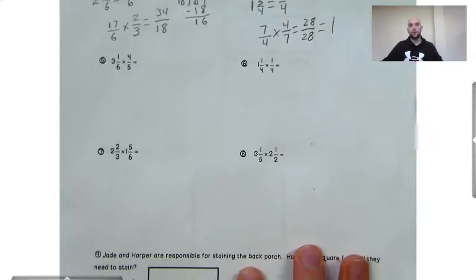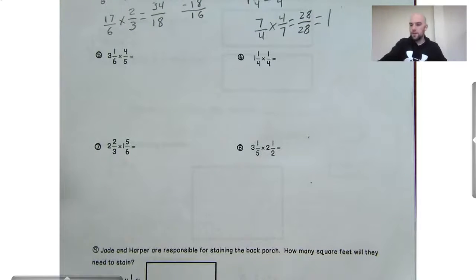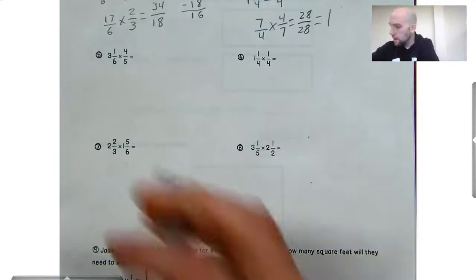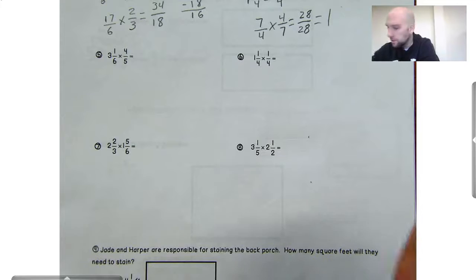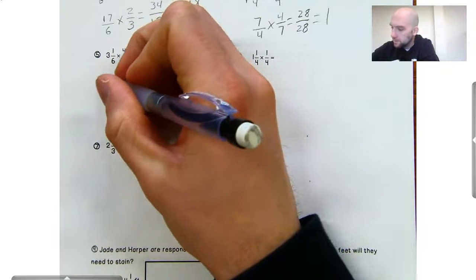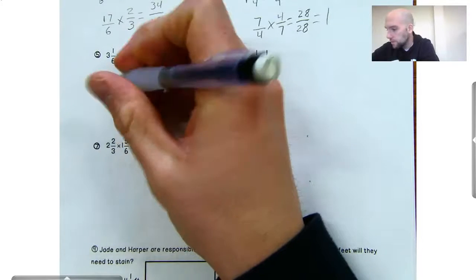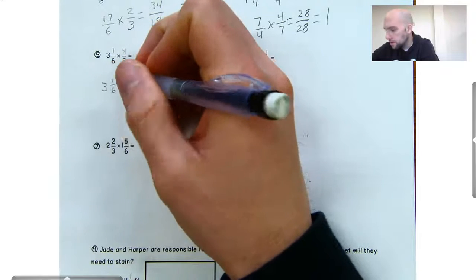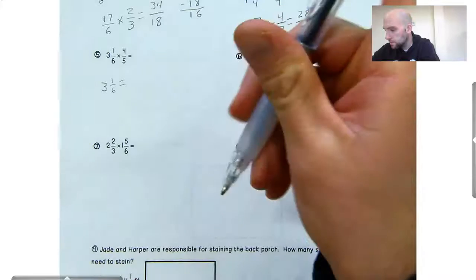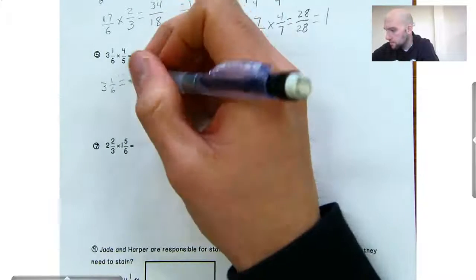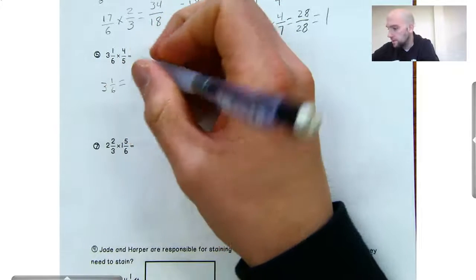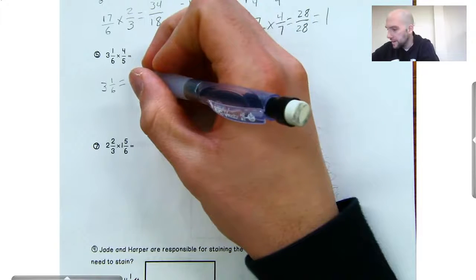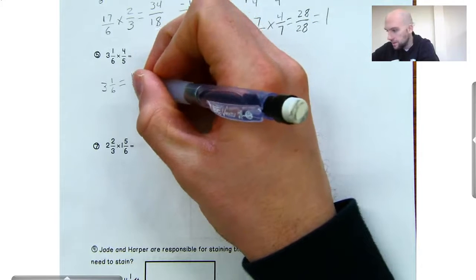All right, let's do 1 or 2 more here. Let's start with this number 5. So we have 3 and 1/6. 3 and 1/6 equals 6 times 3 is 18 plus 1 is 19. So it'll be 19 sixths.